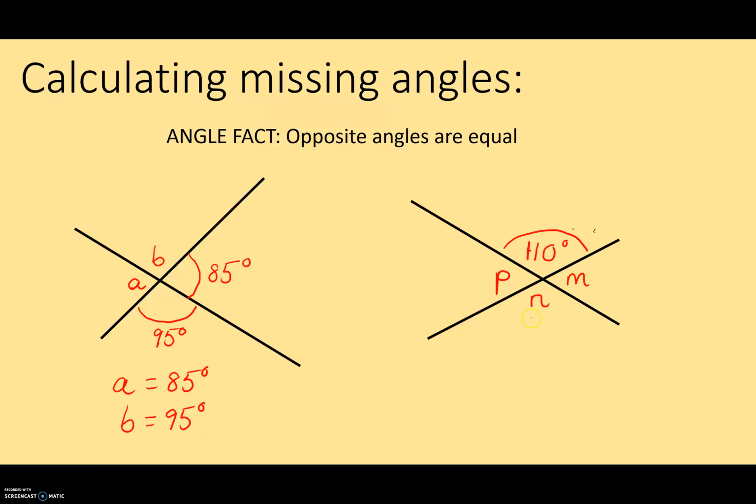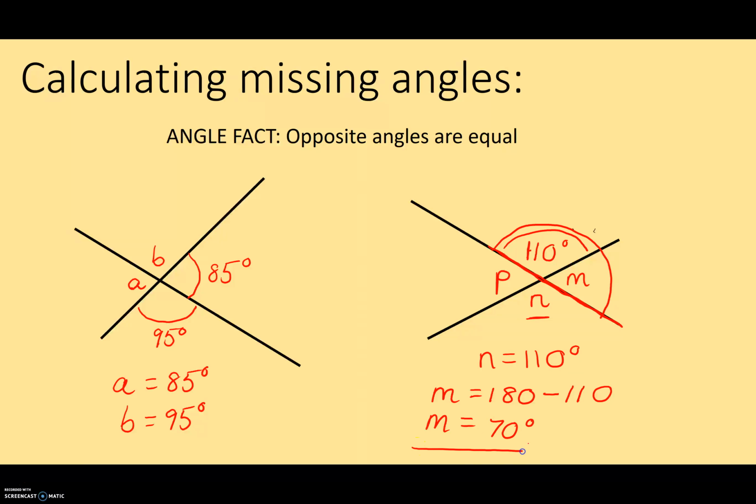Right, you should spot first of all that N is the same as 110. That's an easy one to work out, 110 degrees. Now another rule that we can use here is that we've got this straight line. So 110 and M make 180. So M would be 180 take away 110. So I could say that M is 70 degrees. And then I can see that M and P are opposite each other. So I can say that P must also be 70 degrees.